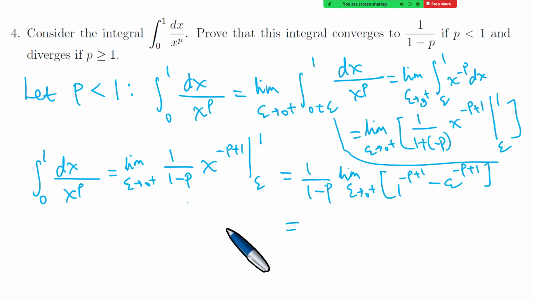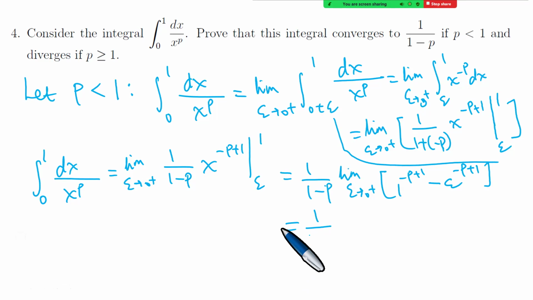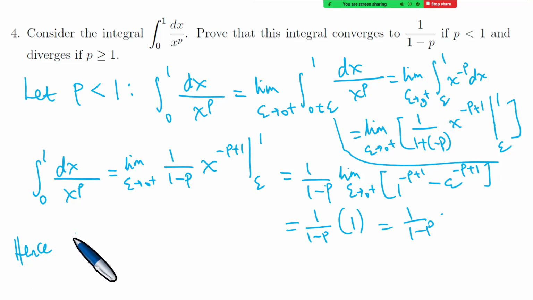Okay, let us check this out. So p is less than 1, meaning that p can be 0, making this a 1. And if p is less than 1, so now this is going to become what? 1 over 1 minus p. And then when you take the limit here, this is going to be exactly what? 1. Because epsilon approaches 0 from the right, then it's going to become 0. Hence, you have the integral from 0 to 1 of dx.